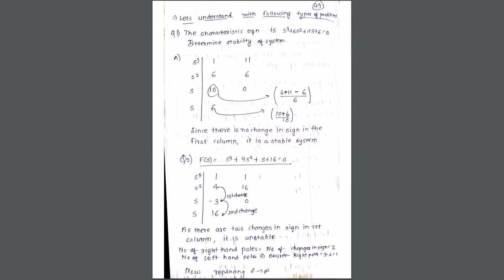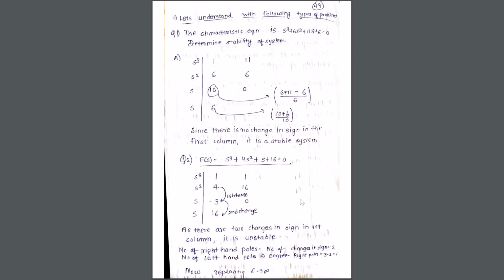In such a way, we can solve both problems, where in the first problem, the entire first column is of the same sign. Hence, it's a stable system. In the second question, the entire first column is not of the same sign. There is a change in the sign, right? Positive, negative, negative to positive. Hence, it is an unstable system. And the number of changes in sign is equal to 2. And the degree minus the number of changes in sign is equal to 1, because 3 minus 2 is 1.